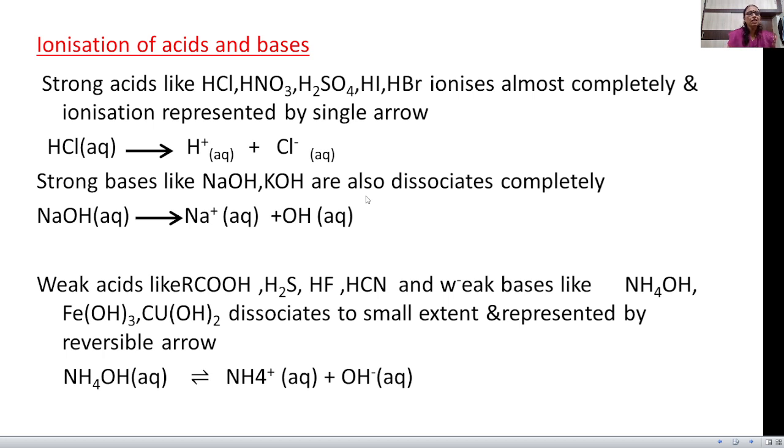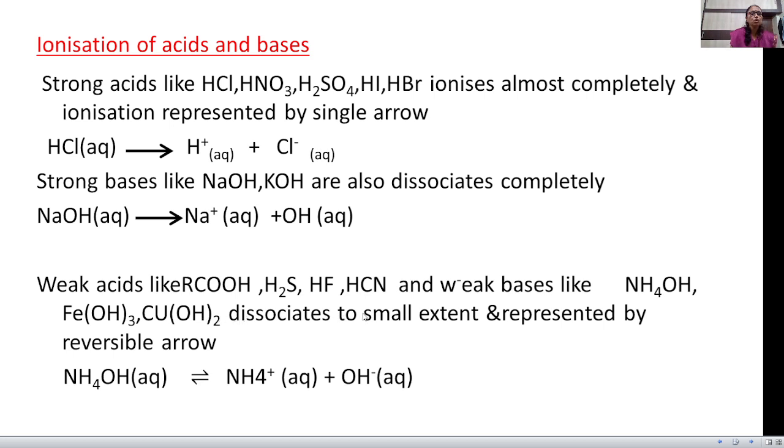And in case of acids, HCl, HNO3, H2SO4, HI, HBr are the strong acids. Then weak acids like RCOOH, all carboxylic acids, meaning acids containing the COOH group, are weak acids, as well as H2S. In the family of HX, only HF is a weak acid and all other HX are strong acids. HCN is also a weak acid. Thus, all RCOOH, H2S, HF, HCN are weak acids, and weak bases are like NH4OH, ammonium hydroxide, Fe(OH)3, ferric hydroxide, Cu(OH)2, copper hydroxide.